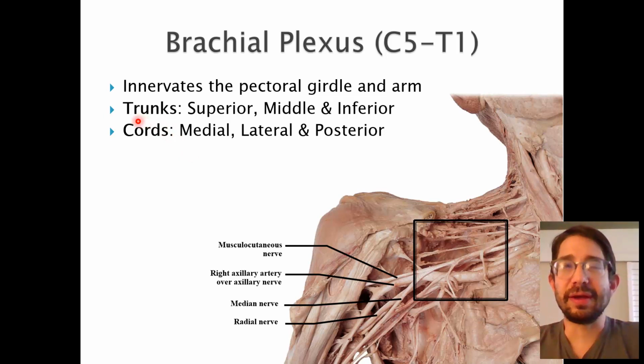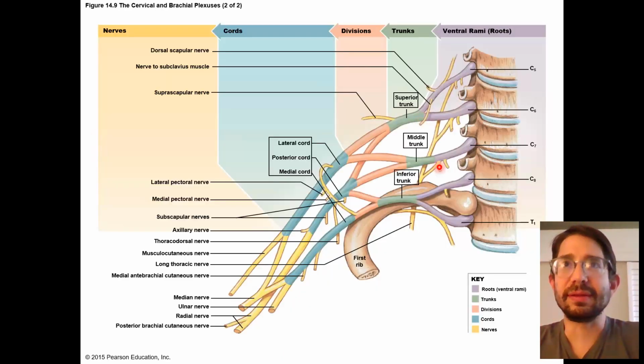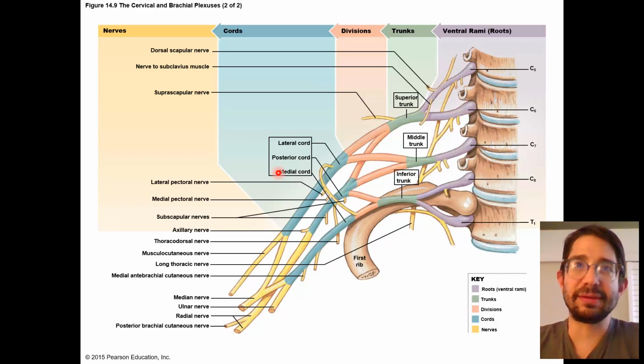So if we look back here, there are some trunks and some cords that you'll want to look at. This is mainly for a lab topic, but I put little boxes around the trunks, superior, middle, and inferior trunk, and a box around the cords, lateral, posterior, and medial cord. So you'll see these on lab models. They're just an organizational system for this plexus. And we didn't add on the divisions. There's even more different branches here.